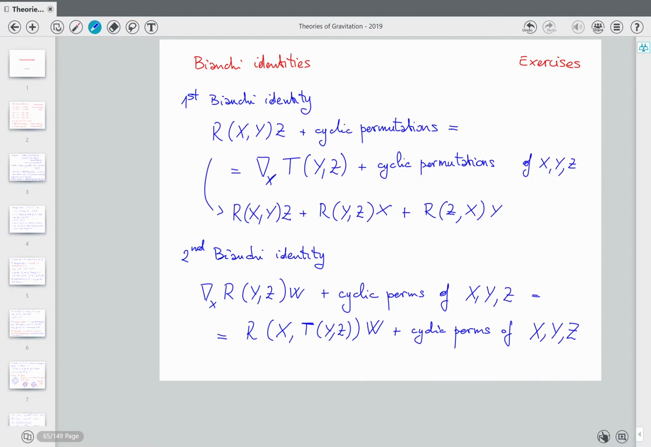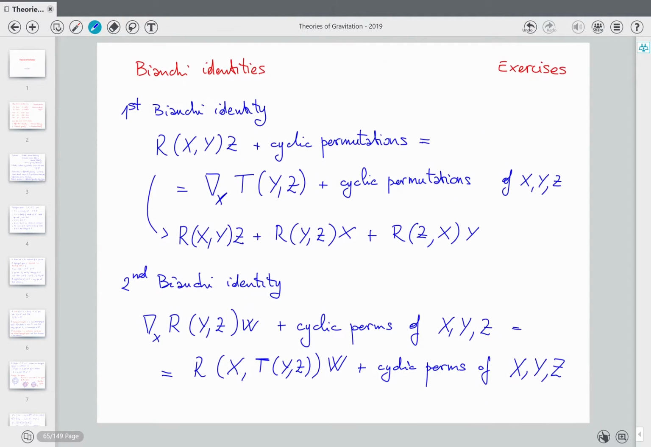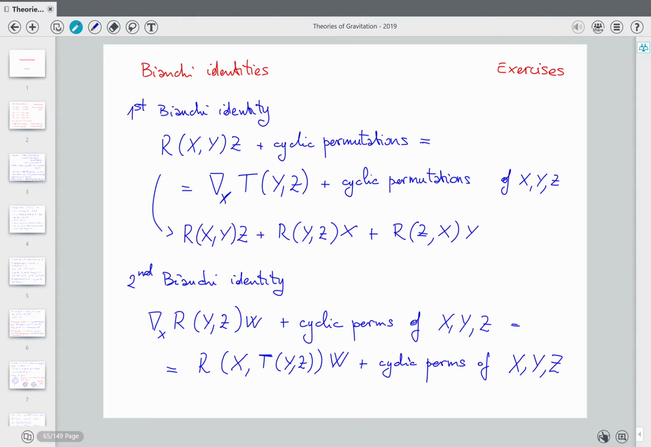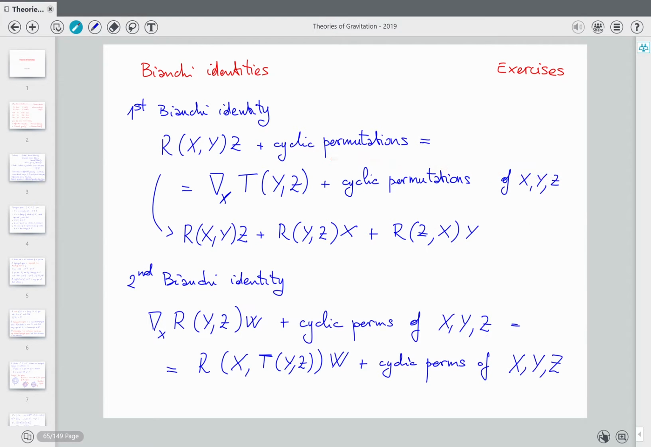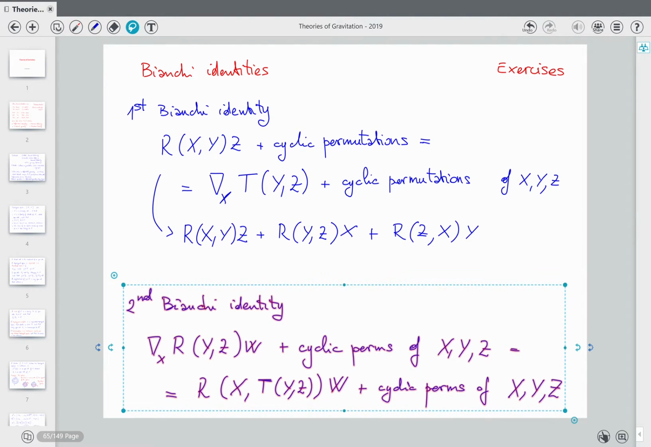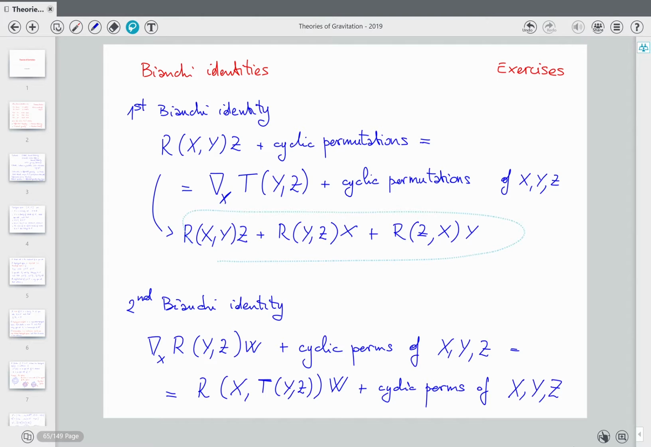So I forgot a contribution to this Bianchi identity here. If you tried this exercise, you probably found something missing. There is an extra term that still vanishes if you use the condition of vanishing torsion. So it is proportional to the torsion, but there is a second term besides this one. Let me make room for that. So the second Bianchi identity, I think, is complete.